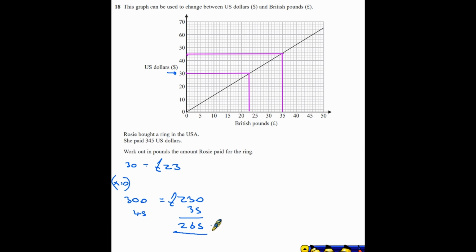Now there are a few ways you could do this. You could look at 10 and multiplying it up, or 60, or there are several ways. My answer of 265 is about right. I've been as careful as I can, and in fact on the answer scheme you are allowed an answer of somewhere between 258 to 275 pounds. So you do have a little bit of leeway for slight inaccuracies as you're working this out.